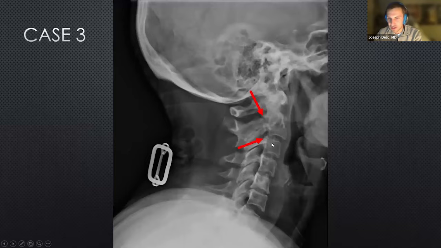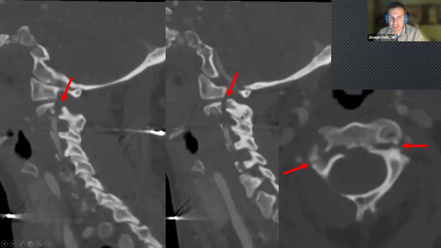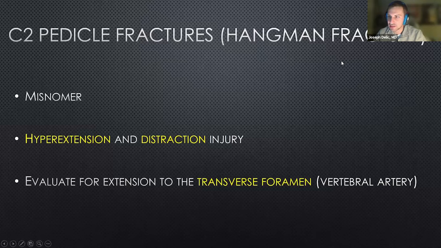Well, if we look here, we have some anterolisthesis of C2 on C3. And if you look really closely, there's some lucency right here through that C2 pedicles. And if we look on our CT images, you can see that fracture through the bilateral C2 pedicles. And one of the important findings here is on this side on the right, you can see that extension into the transverse foramen. So this is a C2 pedicle fracture or a Hangman's type fracture.